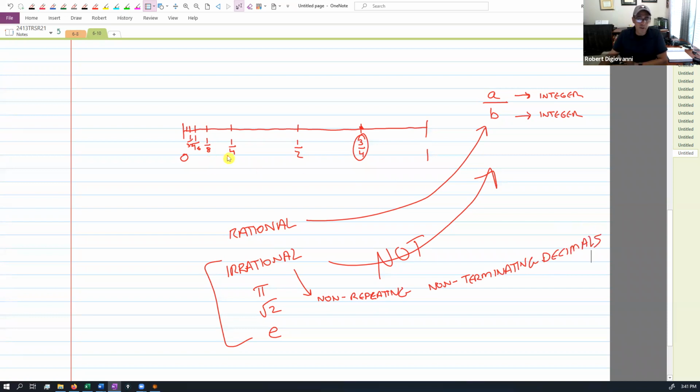Any fraction you ever give me, I don't care what it is, give me any fraction that's written like a over b, I guarantee that if I write it as a decimal, it's either going to stop or it's going to repeat. So like 3/4, right? 0.75, done. Give me 1/3, 0.333 forever. Repeats, right? Never stops, but repeats. All fractions must either stop or repeat. All non-fractions never stop and never repeat.